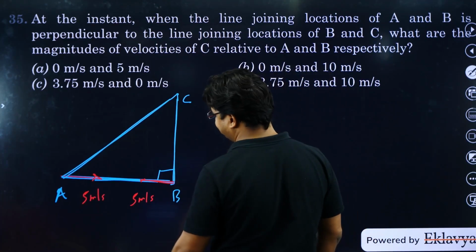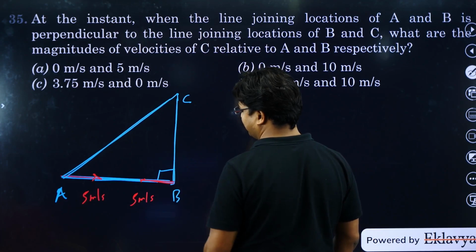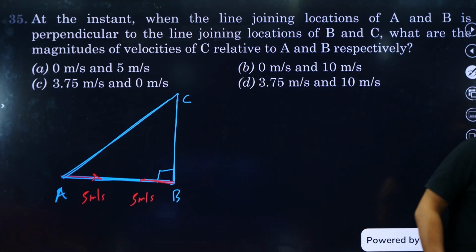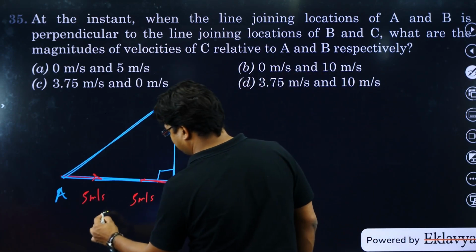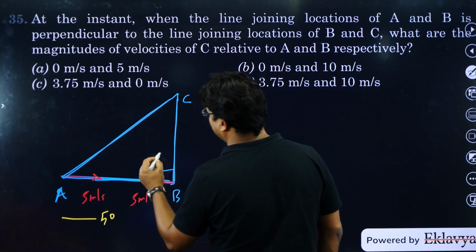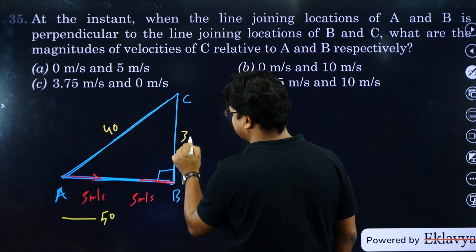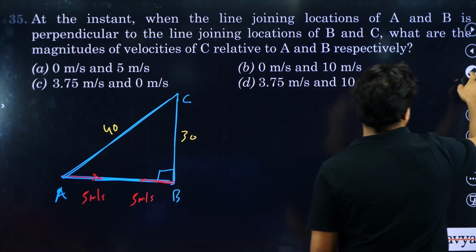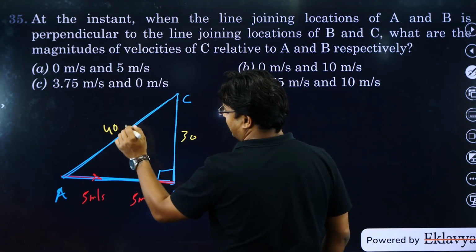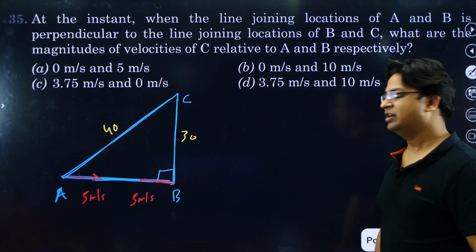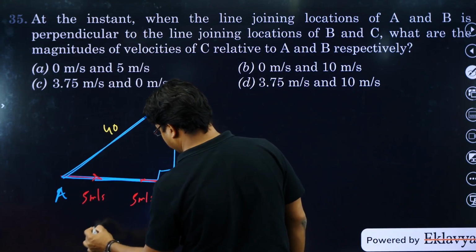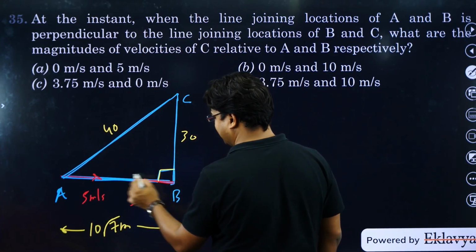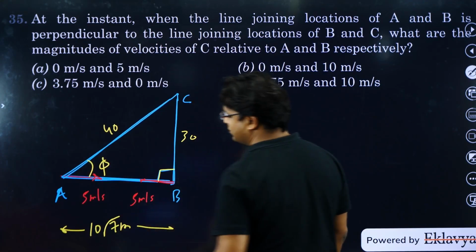What are the two directions that we should choose? Let's say this distance is 40, this distance is 30, so this distance would not be 50, it would be something else. Let me calculate how much that distance would be. It would be root of 1600 minus 900, so root of 700. So 10 root 7 would be this distance. Now the thing is that this angle is 90 degrees. Let's say this angle is phi. So do we know the value of phi?